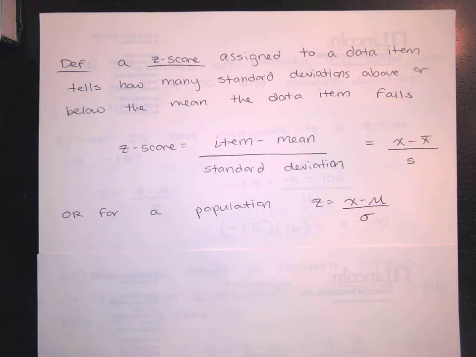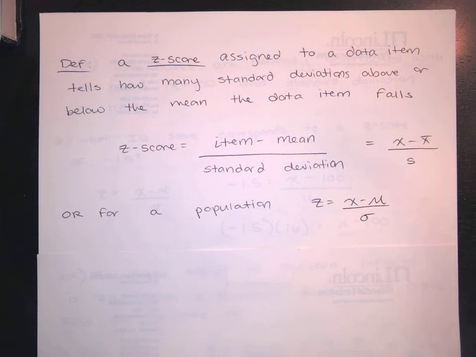In the part 1 video for section 12.4, we left off talking about z-scores. A z-score for a data item in a given set tells how many standard deviations above or below the mean that data item falls. And we use this formula to calculate the z-score.